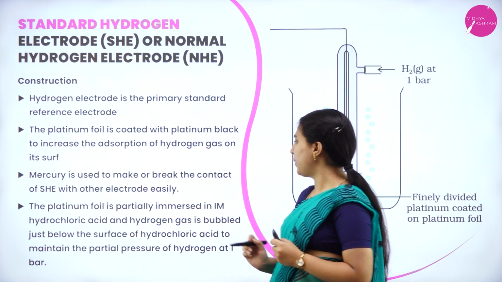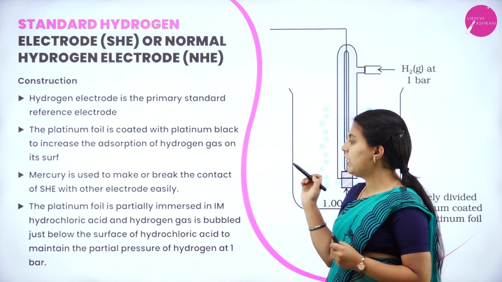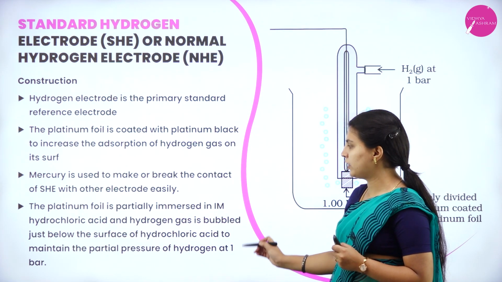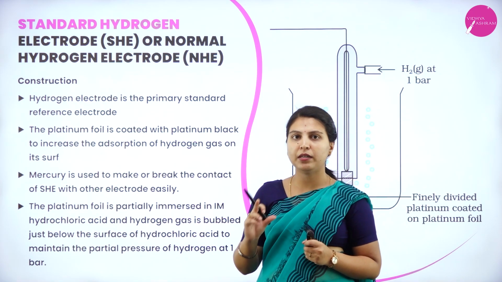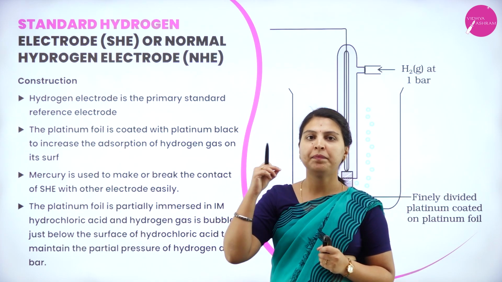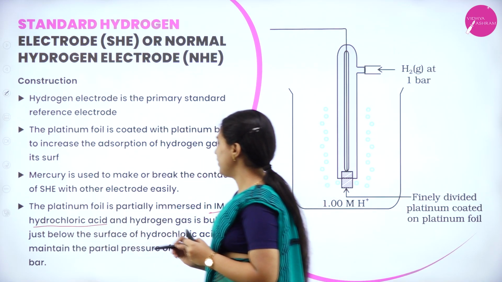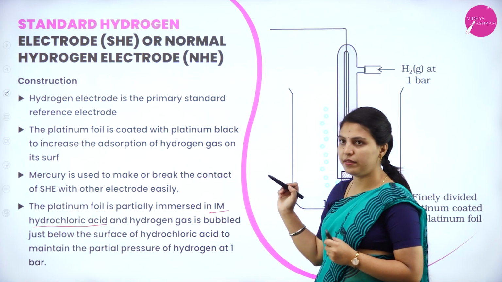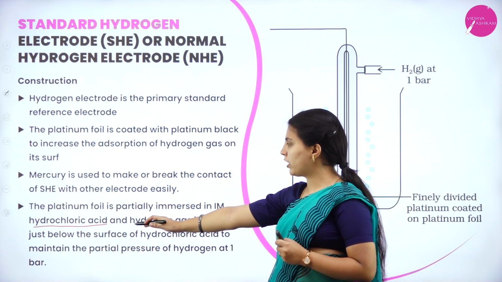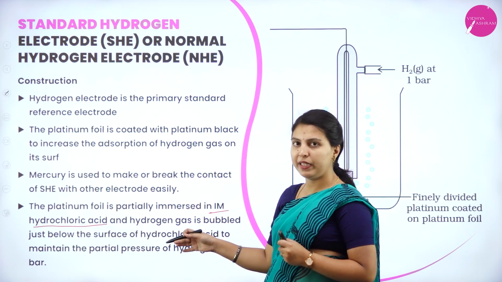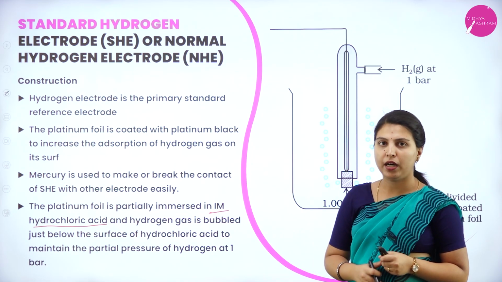The platinum foil is partially immersed in 1 molar hydrochloric acid and hydrogen gas is bubbled just below the surface of hydrochloric acid to maintain the partial pressure of hydrogen at 1 bar. That platinum foil, coated with black, will be partially immersed in 1 molar hydrochloric acid, which is HCl, and hydrogen gas is bubbled. Here hydrogen gas is bubbled just below the surface of hydrochloric acid. Why is it bubbled there? To maintain the partial pressure of hydrogen at 1 bar.